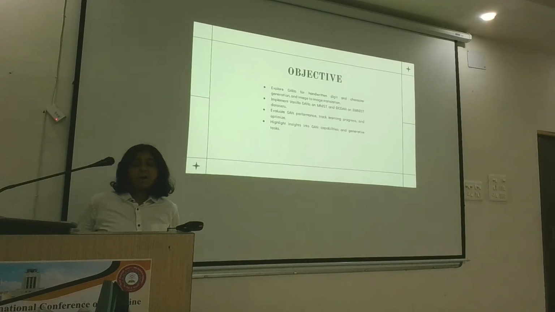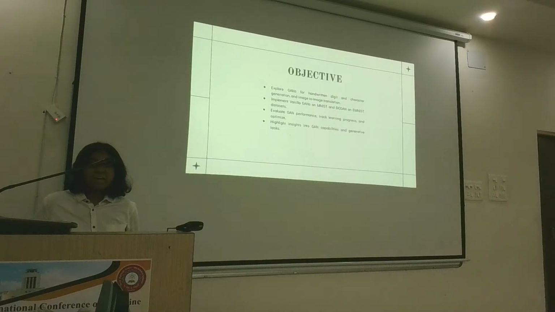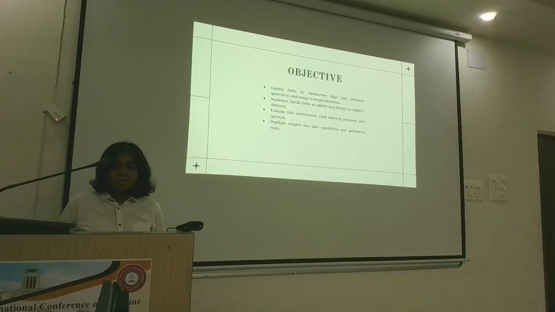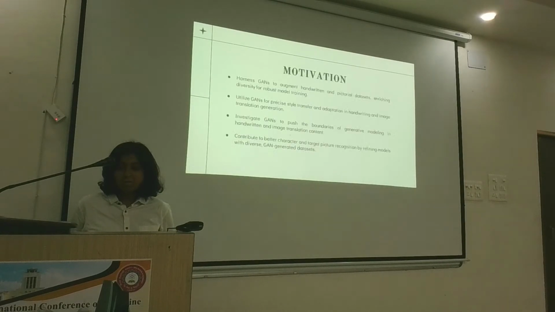Objective: Our objective is to explore GANs for handwritten digit and character generation and image-to-image translation. So we implemented the vanilla GANs on MNIST dataset and DC GANs, which is deep convolutional GANs, on eMNIST dataset, and evaluate the GAN performance, track learning progress, and optimize it. Highlight insights into GAN capabilities and generative tasks.